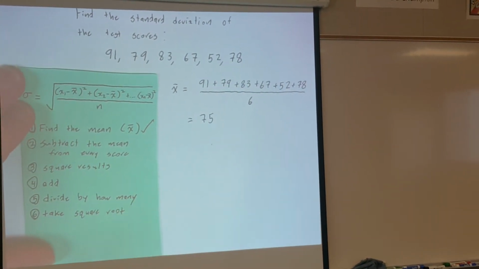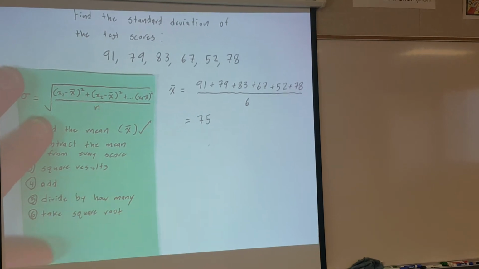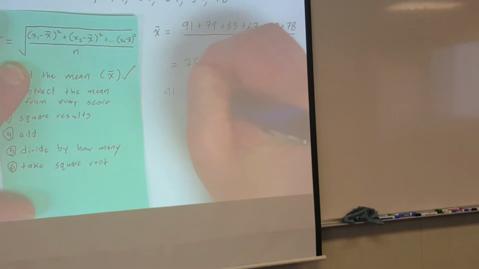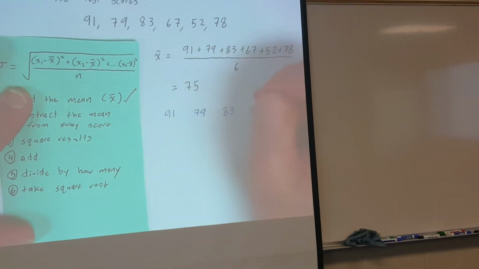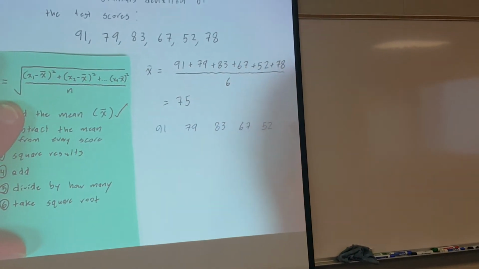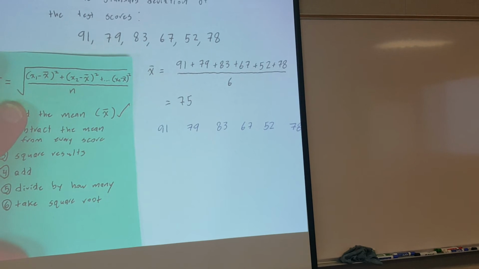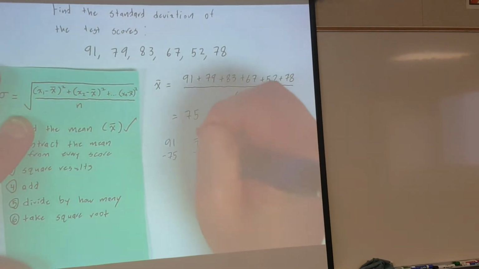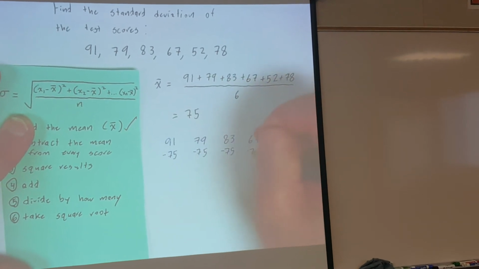Next thing it says is subtract the mean from every score. So what I do here is I write down all the scores, 91, 79, 83, 67, 52, and 78, and I'm going to take each of those numbers and subtract 75 from it. So we're going to subtract 75 everywhere.